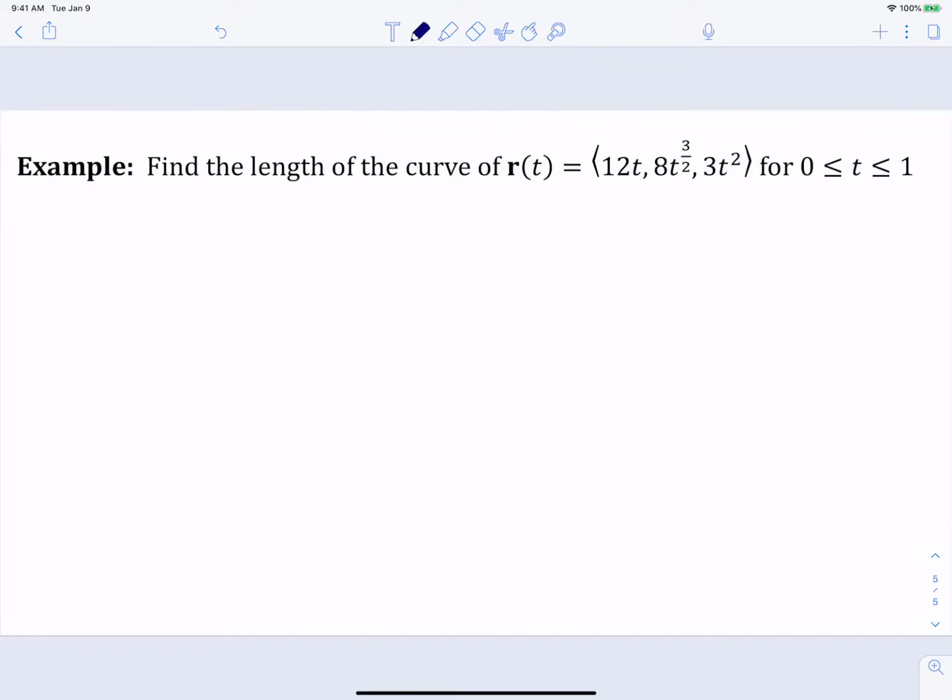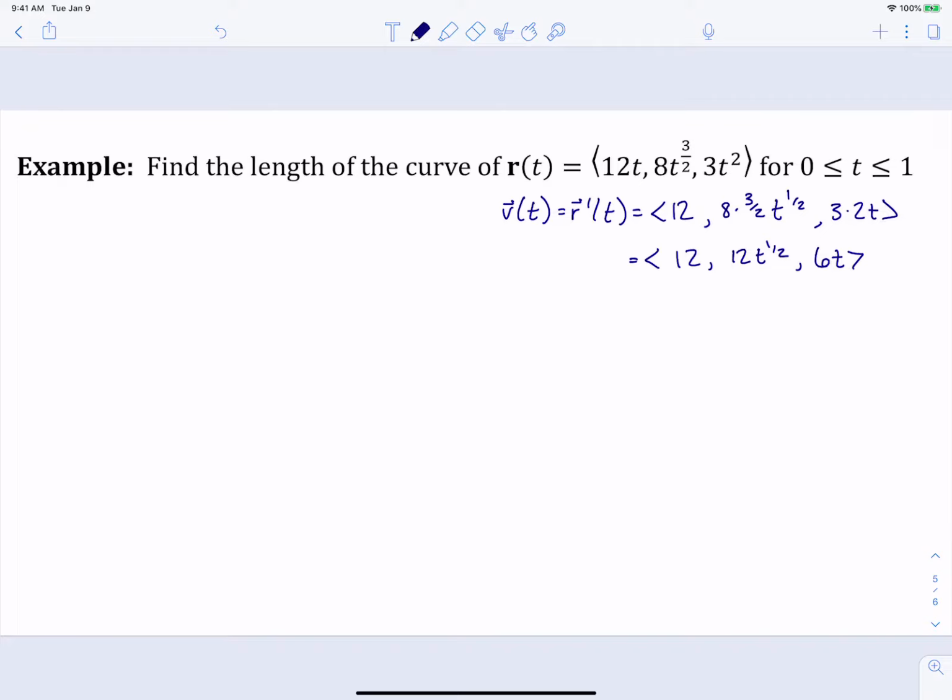So I start with finding that velocity function, which is the first derivative. We're going to get 12 for our first component. We're going to get 8 times 3 halves, and then t to the 1 half, and then 3 times 2t. I guess I'm being extra showy of my work here. There we go. So we should get 12 for the x component, 12 times the square root of t for the second component, and then 6t for our third component.